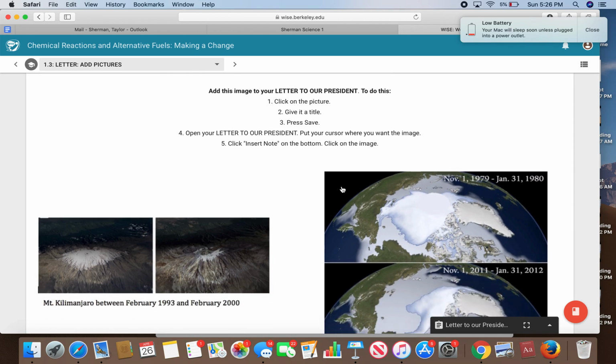Okay, when you're adding pictures, add this image to your letter to the president. To do this, you click on the picture, give it a title, and press save. So you're going to open your letter to the president, put your cursor where you want the image, and then click insert note at the bottom, click on the image.